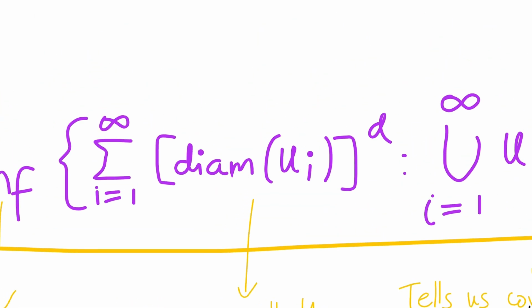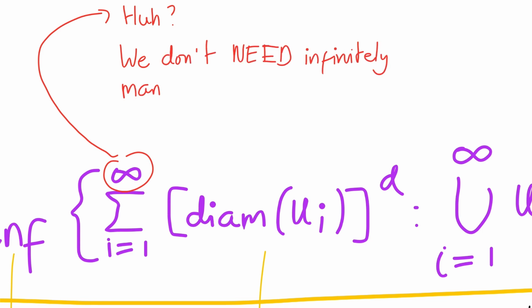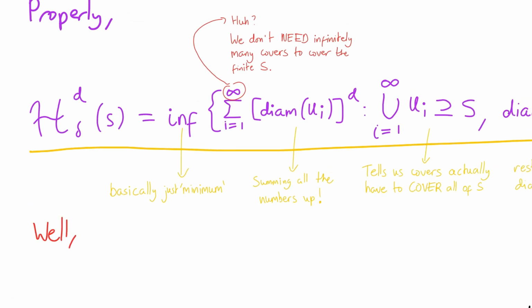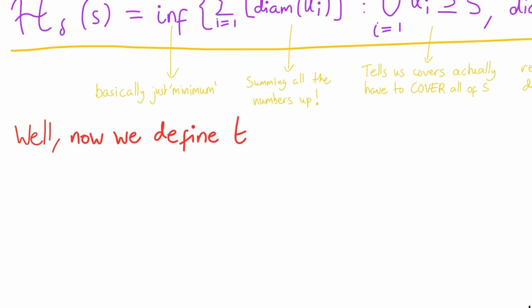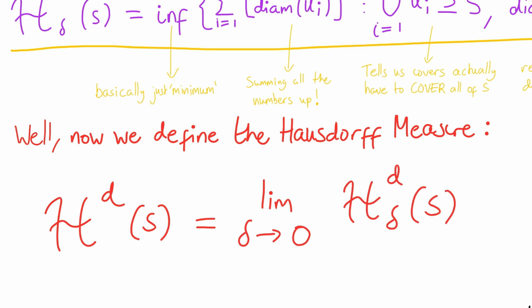Now, one weird thing you might have noticed is that this is an infinite sum, even though we very much do not require infinitely many covers to cover all of S. But the reason this is written like this is because of what we're going to do next. We define the Hausdorff measure of S with dimension d as the limit of the Hausdorff outer measure as delta approaches 0, so as the maximum size of our open covers shrinks right down to 0.